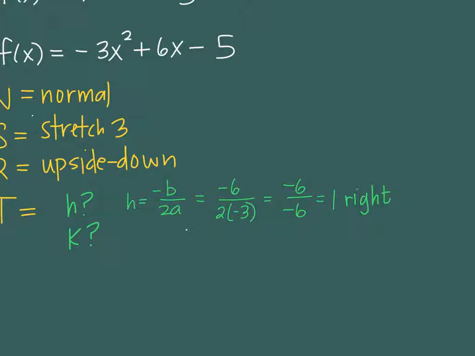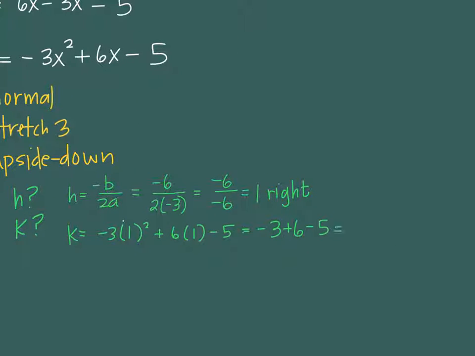How do I find the k value? Okay, plug it back in where? Okay, to the original equation. So k equals negative 3 with parentheses 1 plugged in, plus 6 with parentheses 1 minus 5. That's negative 3 plus 6 minus 5. That all works out to be negative 2, which is down.